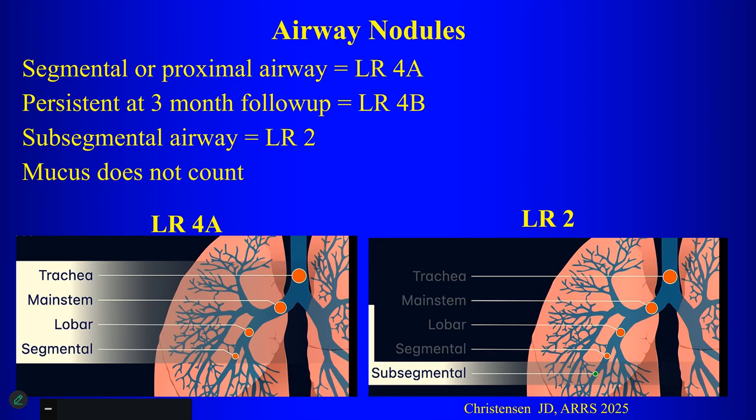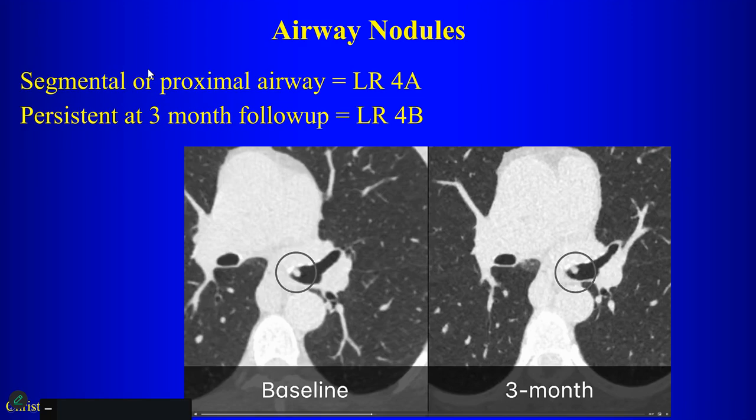No, these are rather small. These are less than a centimeter, right? These airway nodules are going to be less than a centimeter. So if you're worried about an airway nodule, your only option is most likely bronchoscopy. Okay? So if you're worried about an airway nodule, you're probably going to recommend bronchoscopy. Mucus does not count. If it's mucus, we're not going to worry about it. Okay? If you can tell it's mucus. So segmental or proximal airway, 4A.